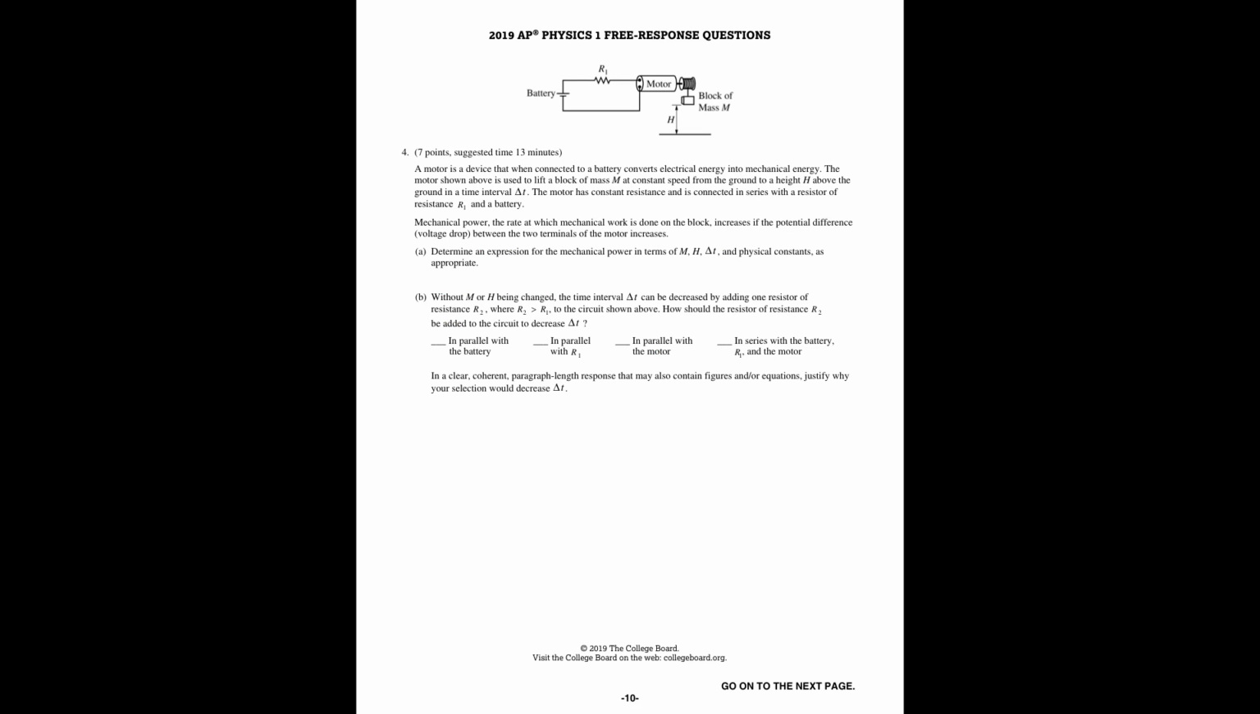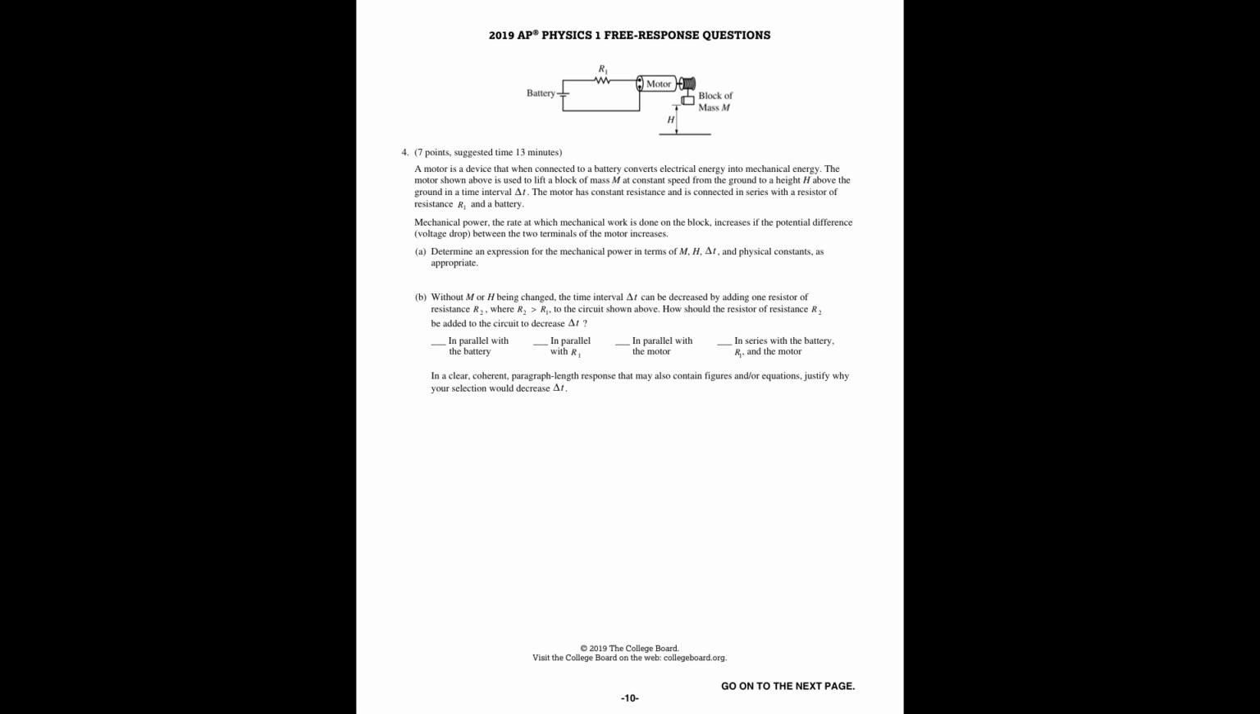Number 4 says a motor is a device that, when connected to a battery, converts electrical energy into mechanical energy. The motor shown above is used to lift a block of mass m at a constant speed from the ground to a height h above the ground in a time interval delta t. The motor has constant resistance and is connected in series with a resistor of resistance R1 in a battery.